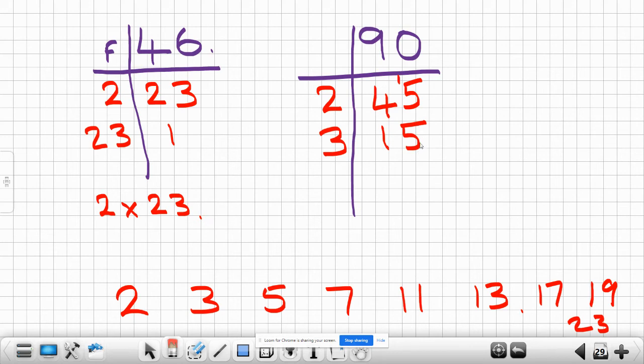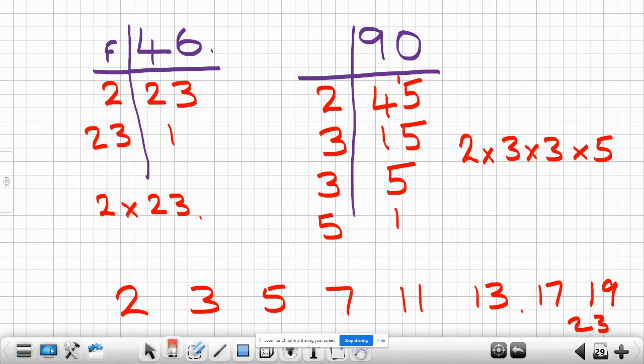We can go again. 15 still has a factor of 3. 1 and 5 makes 6, which is 2 times 3. So let's take out another factor of 3. 15 divided by 3 leaves us 5. 5 is a prime number. And there you go, we're down to 1. So 90 as a product of its primes would be 2 times 3 times 3 times 5.